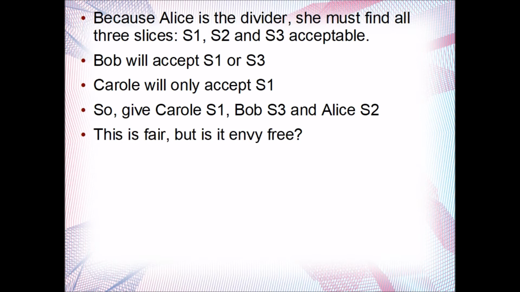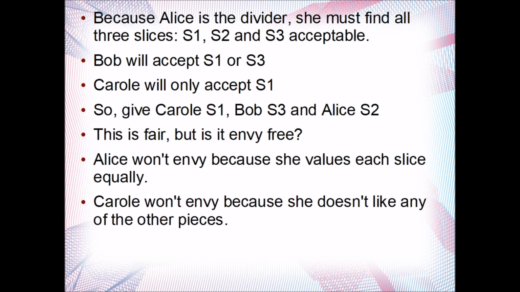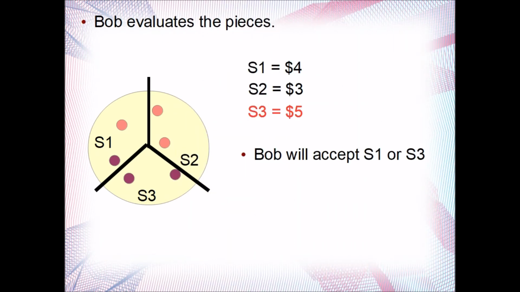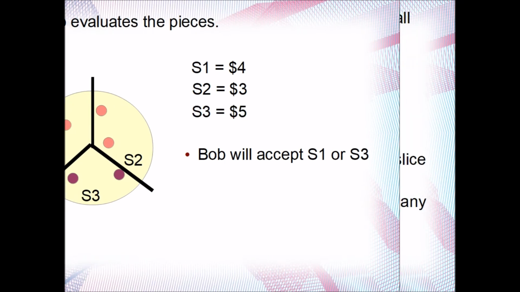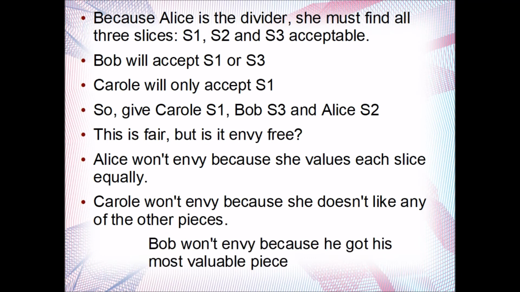But now, since we know that we can also keep an eye out for envy-free divisions, let's check on that. Alice will not envy anyone because she thinks each slice is worth the same amount. Carol will not envy anyone because she didn't like any of the other pieces. So that leaves Bob. So let's go back and look at how Bob valued everything. Bob got S3. We can see that S3 is the slice that Bob valued the most. So now we can figure out that Bob won't envy because he got the piece that he values the most.